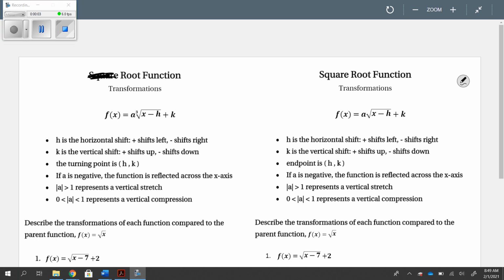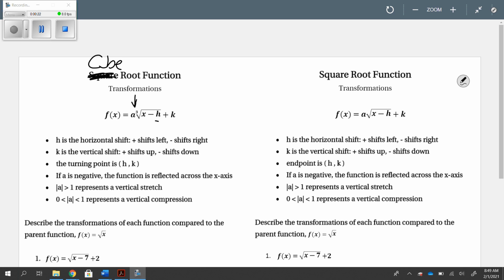Alright, today we're doing cube root. As you can see, that's a typo. Cube root transformations. But you can see we're actually doing cube root because there's a little 3. Alright, it says H is the horizontal shift. I'm going to read this again because there's one difference. Okay, H is the horizontal shift.